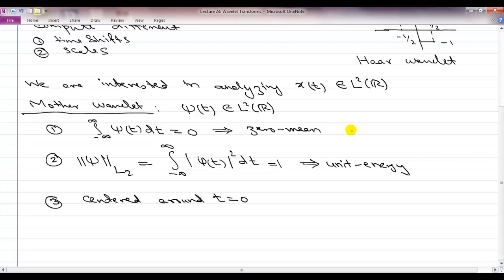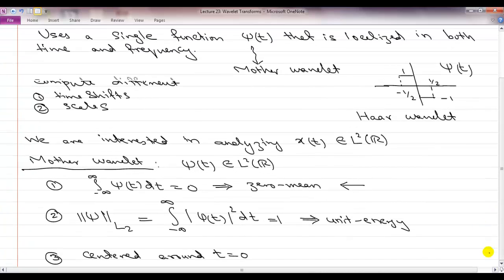The most important property in here is this zero mean property. Unit energy, that's not so special about the wavelets. And centered around t equal to 0, you can move it a little bit here and there. That's just a shift. That's not that critical.